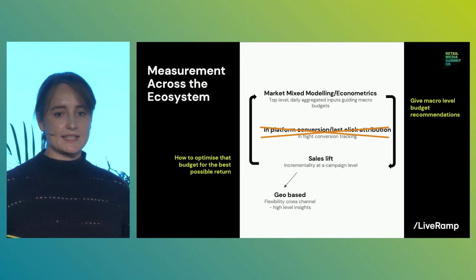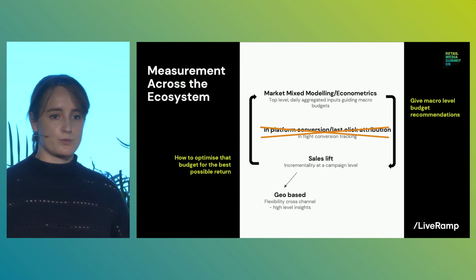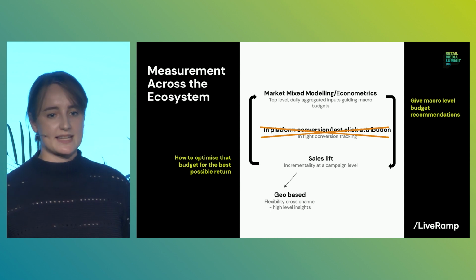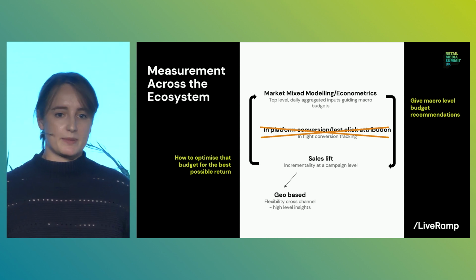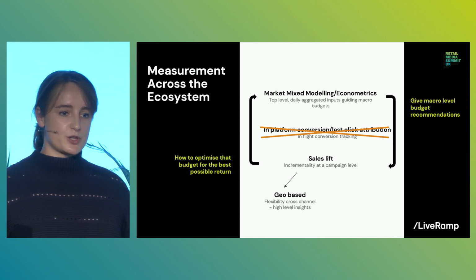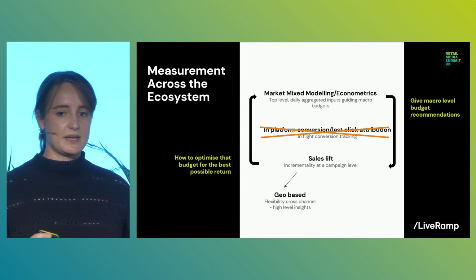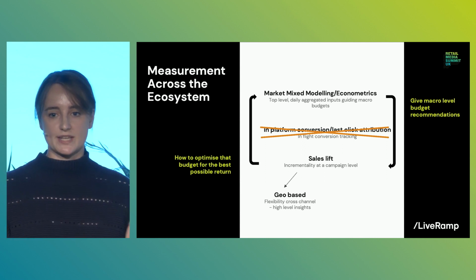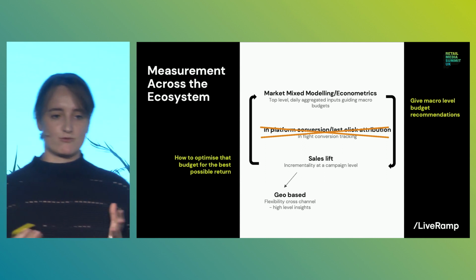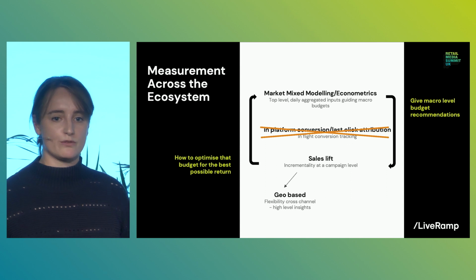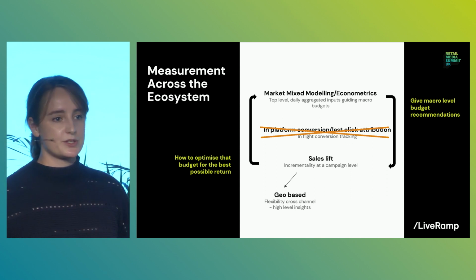There's two main ways to do sales lift. So the first one you'll see a lot in market is those geo-based sales lift measurements. These are great because essentially you're able to hold out certain areas of the country from receiving any media and then look at how they perform versus where they are receiving media. These are really flexible to set up and give you a lot of opportunity to do cross-channel measurement.